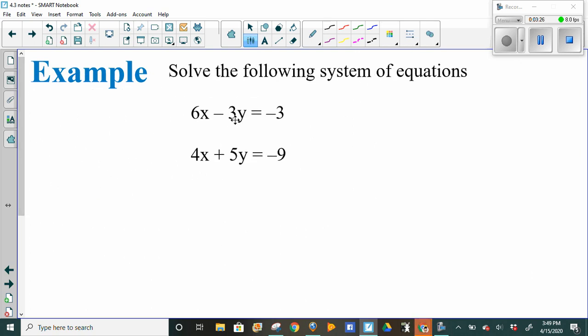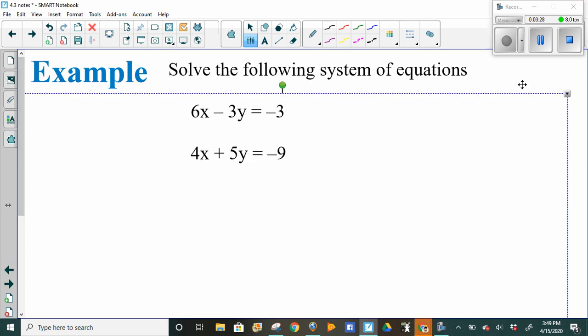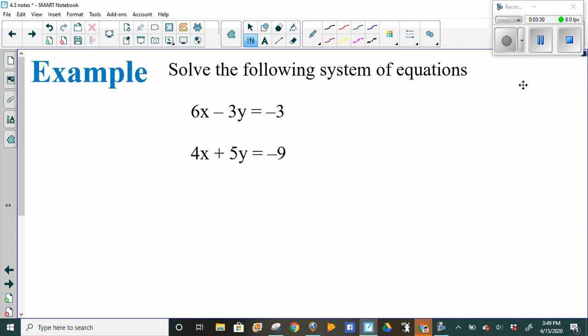When they don't have the same number in front of them, it doesn't make it more difficult, so please don't think that, but it is an added step, okay? So what I do is I always look, okay, both of my x's are positive, but my y's, one is negative and one is positive, but they don't have the same number, so I'm going to have to do something extra.